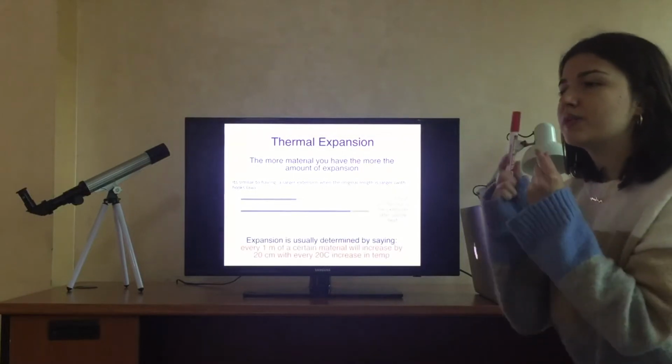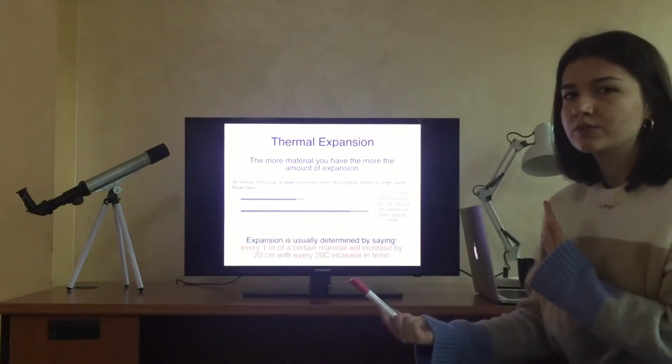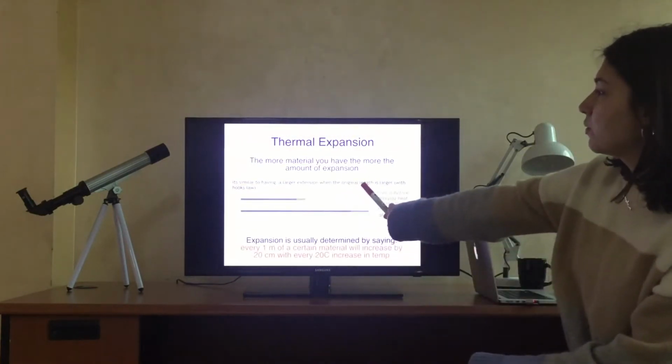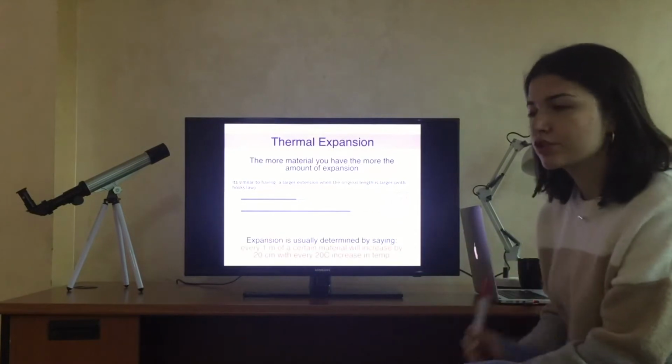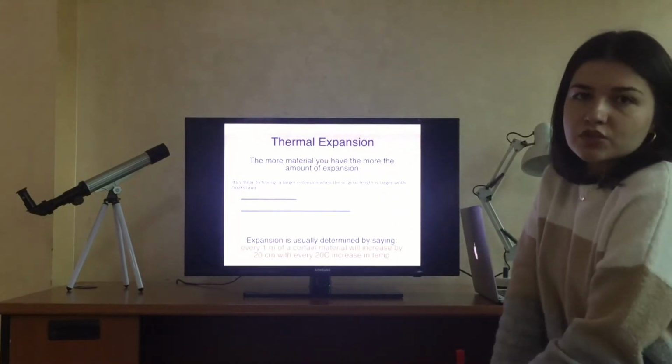the distance between an atom and an atom is going to increase. So the more atoms you have, the more the increase will be. It will add up to more increase, basically. It's similar to, back to Hooke's law, if the original length is higher, for the same amount of force, the extension will be more.